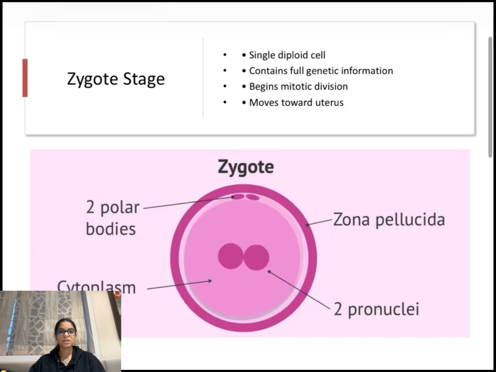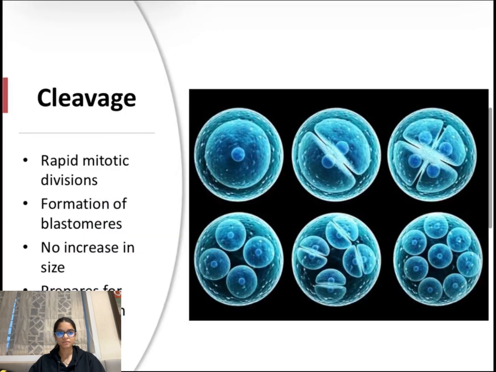Zygote stage. Here the zygote stage is explained. The zygote is a single-cell diploid structure formed immediately after fertilization. It contains complete genetic information from both parents. Although the zygote does not increase in size, it undergoes rapid mitotic division while moving through the fallopian tube towards the uterus. This stage is very short but extremely important for further development.